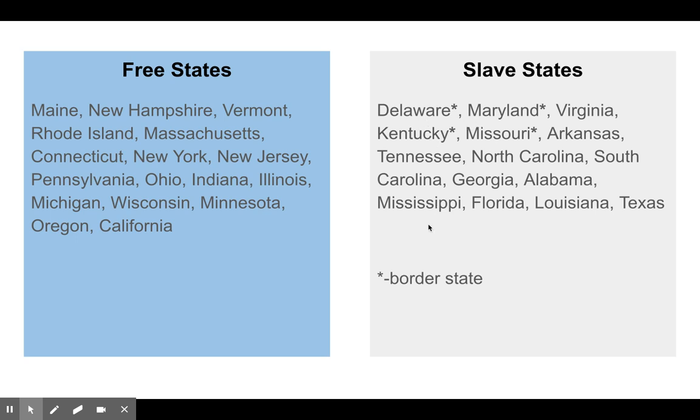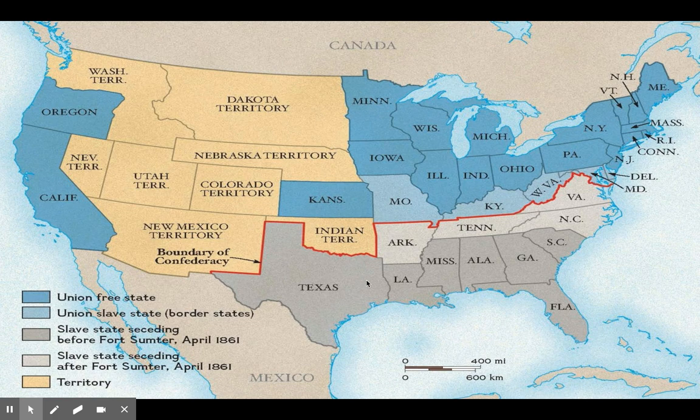Okay. But what we start seeing is that Kansas comes in as a free state. What you start seeing is that after the election of Abraham Lincoln in 1860, South Carolina, Georgia, Florida, Alabama, Mississippi, Louisiana, and Texas break away right off the bat. Those seven states, by December of 1860, secede and say, we're not going to be part of the United States anymore. We are going to be the Confederate States of America.